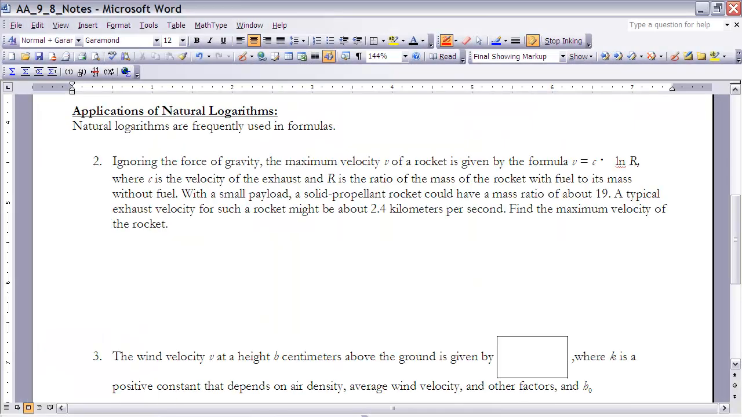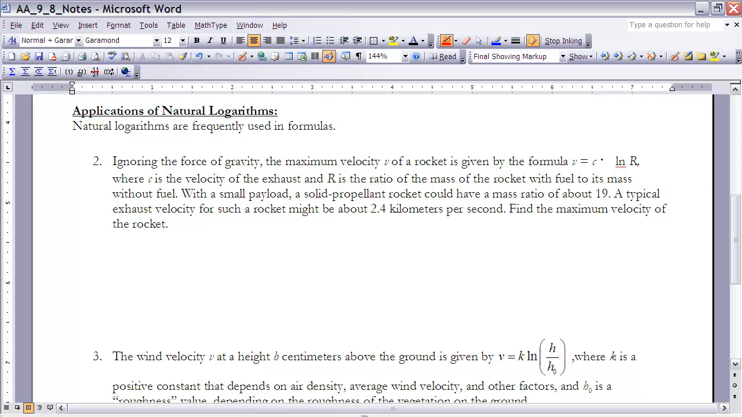Okay, let's take a look at example 2 here. Both examples 2 and 3 look at some applications of the natural log. It says in number 2, ignoring the force of gravity, the maximum velocity v of a rocket is given by the formula v equals c times the ln of r, where c is the velocity of the exhaust, r is the ratio of the mass of the rocket with fuel to its mass without fuel.